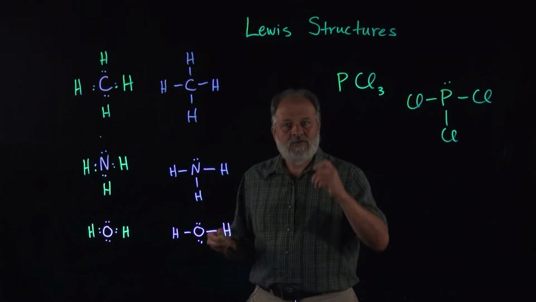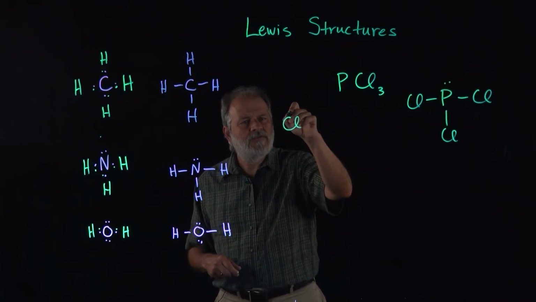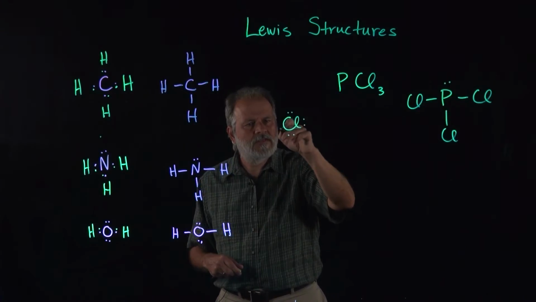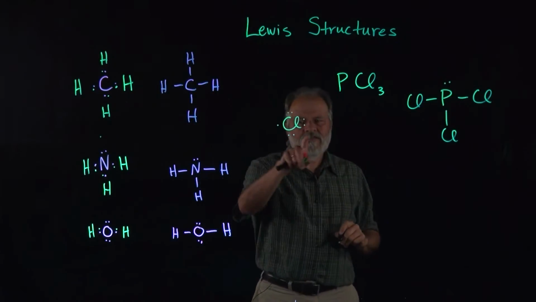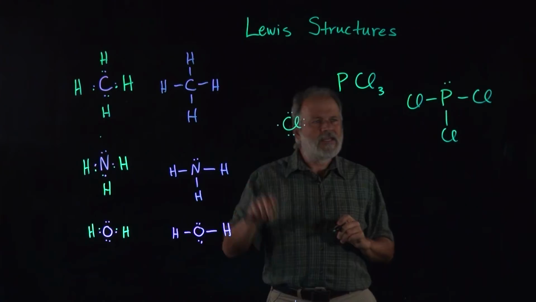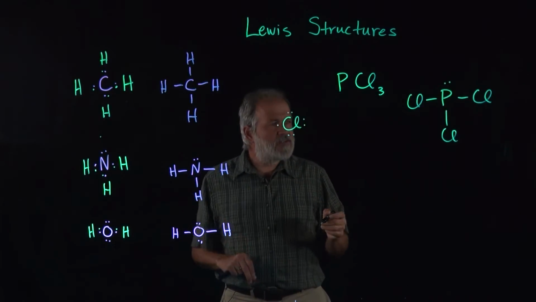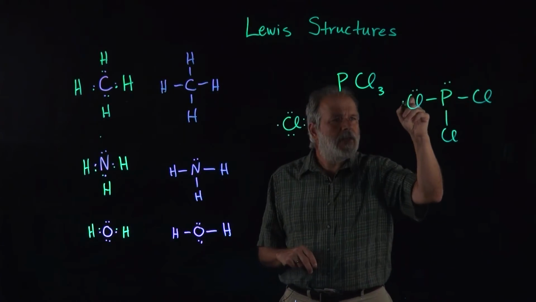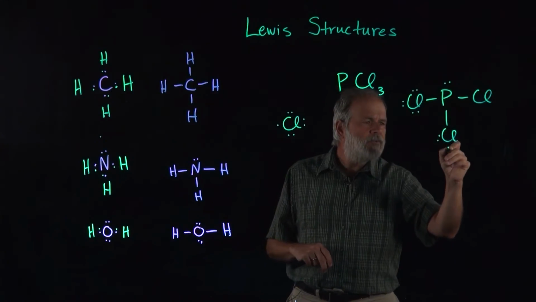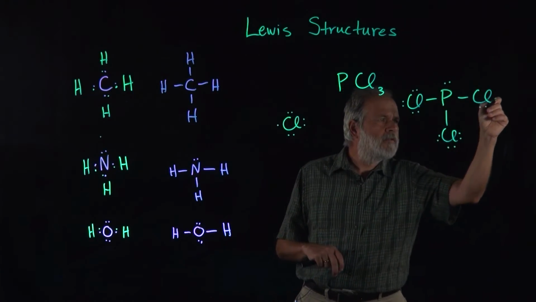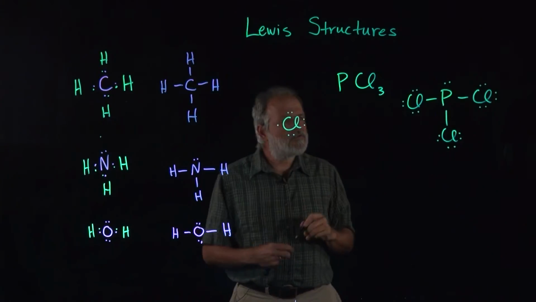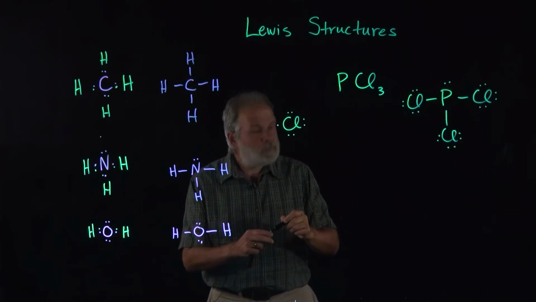So the dot structure for chlorine atom, let me just remind you, 1, 2, 3, 4, 5, 6, 7, only needs to get 1 more electron. So it will share 1 to get 1. So halogens usually have a single bond to them, but 3 lone pairs. And you get pretty quick at drawing these dots. And that's the Lewis structure for phosphorus trichloride.